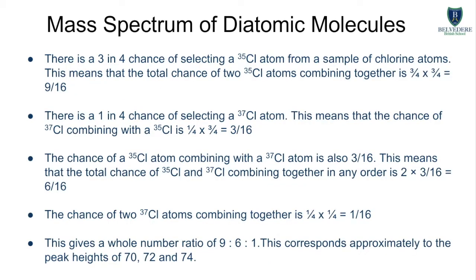Now, this is the part that is a little bit more difficult, understanding the peak heights. So let's take this nice and slow. We said that chlorine 35 has an abundance of 75%, and chlorine 37 has an abundance of 25%. We had that from the previous slide. This means there is a 3 in 4 chance of selecting a chlorine 35 atom from a sample of chlorine atoms. So if I want to select two chlorine 35s, I have to multiply 3/4 times 3/4, which gives me a chance of 9/16 of selecting two chlorine 35 atoms.